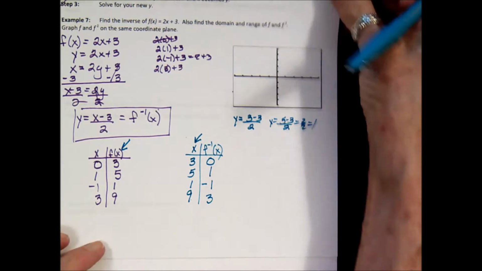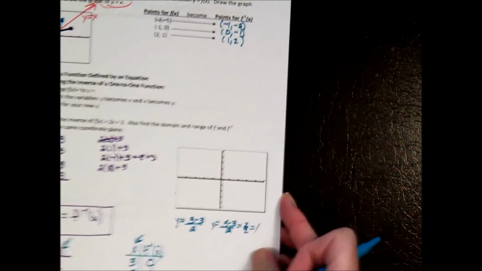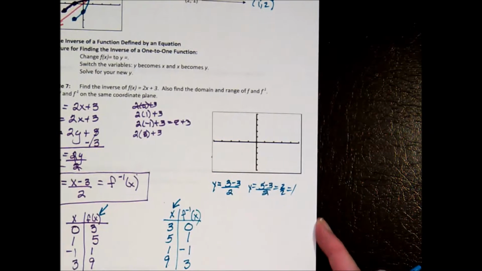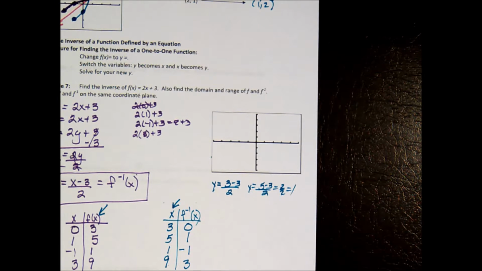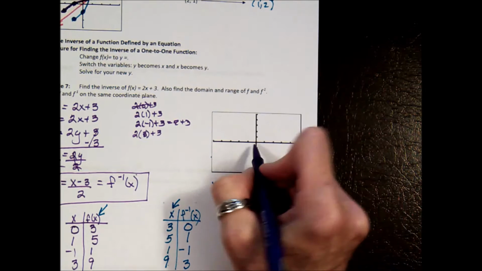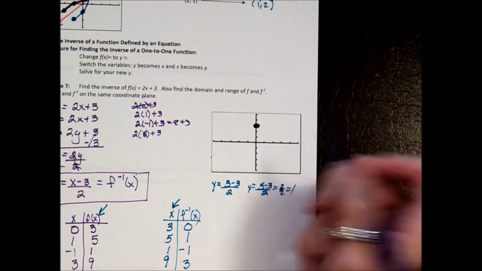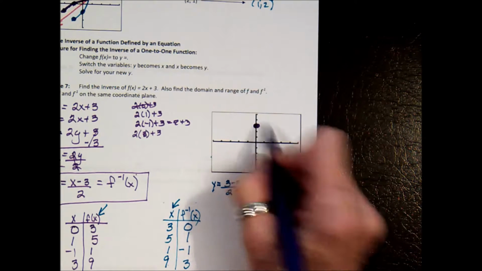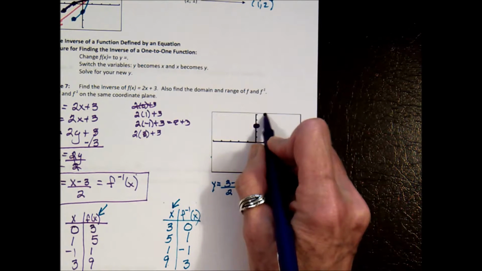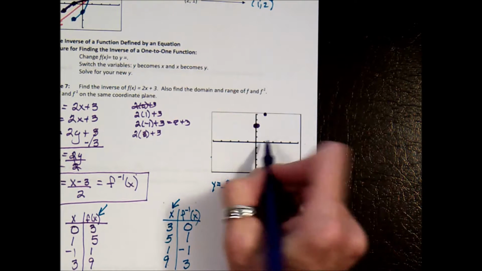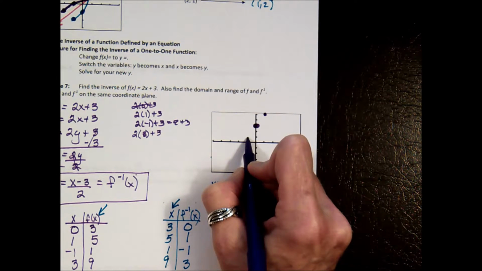Now I'm going to put those on my graph. Let me see if I can get this all on here at once. There we go. So let's do the purple one first. I have the point 0, 3. That's right here. I have the point 1, 5. I'm not going to be able to get that 9 one on here, but that's okay. I have the point negative 1, 1, which is right here.